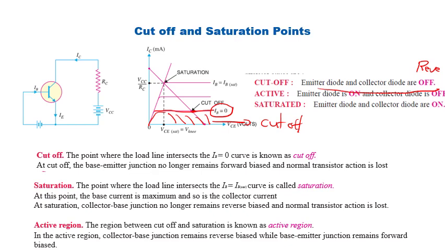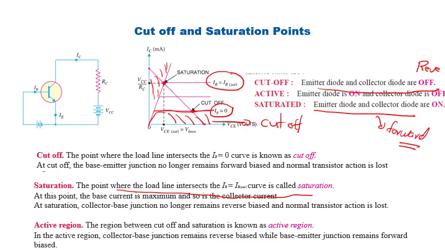Suppose at the other end our Q point is lying at this point, where the load line intersects the IB saturation curve. This is the maximum possible value of IB, so we fix this IB as IB sat. If the load line intersects at this point and you operate the transistor above this, it is called the saturation region. Why is this happening? Because at saturation, both the emitter and collector junctions are on, that is, both are forward biased.